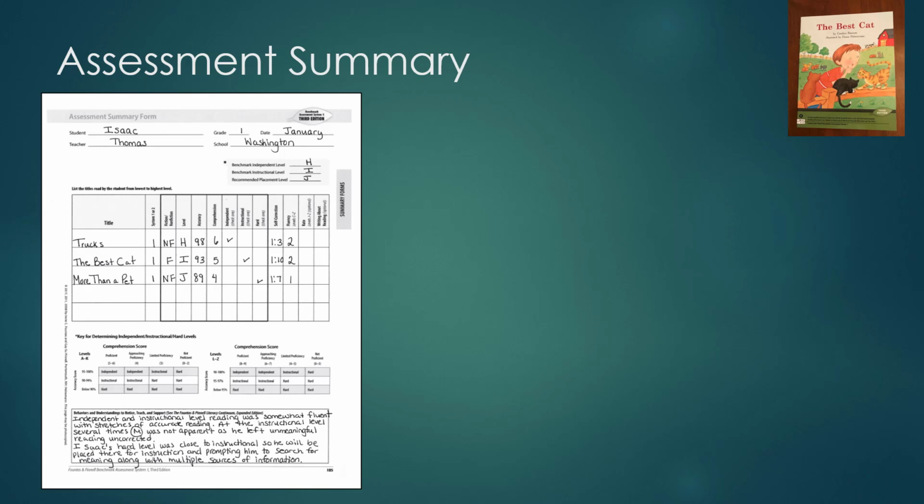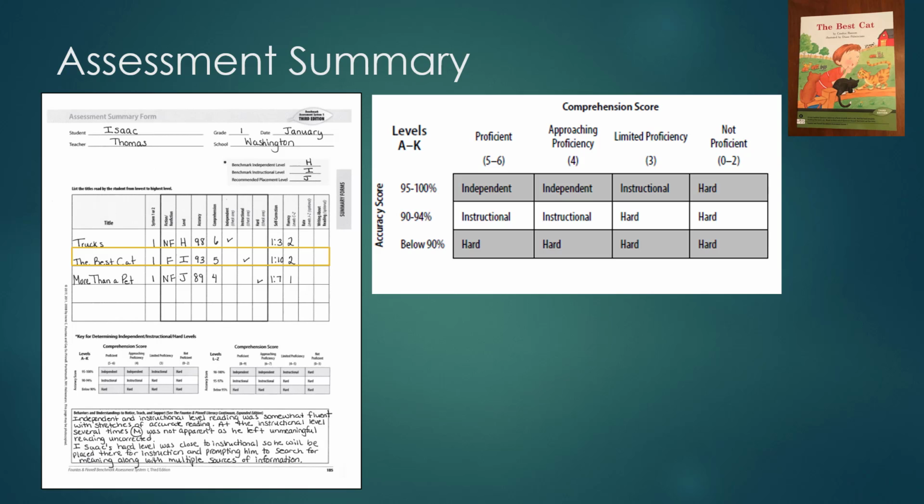So here's one of the assessment summary forms that you can use. So if a student began with the level H trucks, we have some information there, and it was deemed to be an independent text. And then moving on, the student did another text, the best cat, and we're looking to see what level of text that is for them. So we knew that the student read at an accuracy rate of 93, had a 5 out of 6 score on their comprehension. And so we can use that information on the chart below to determine what is their text level. So 93% with a proficiency of 5 out of 6, this text was deemed to be instructional.